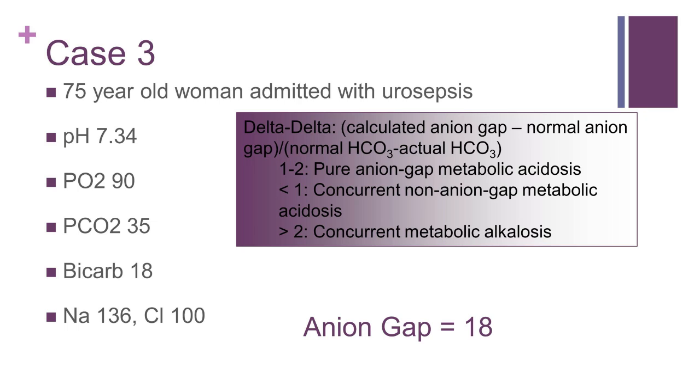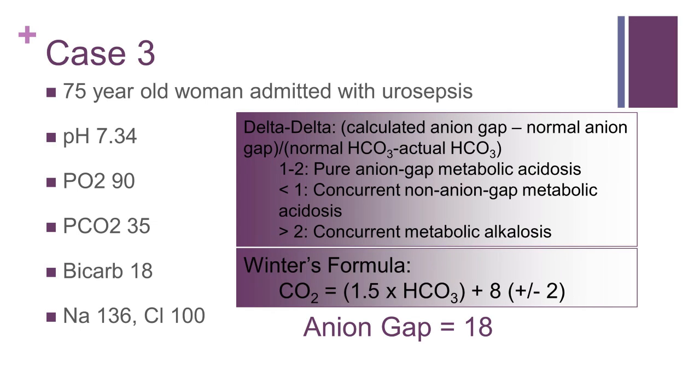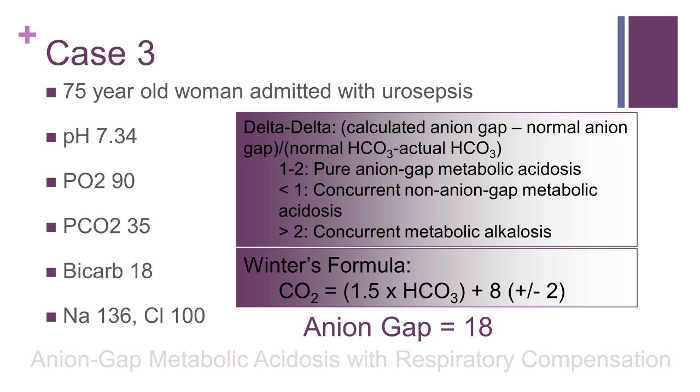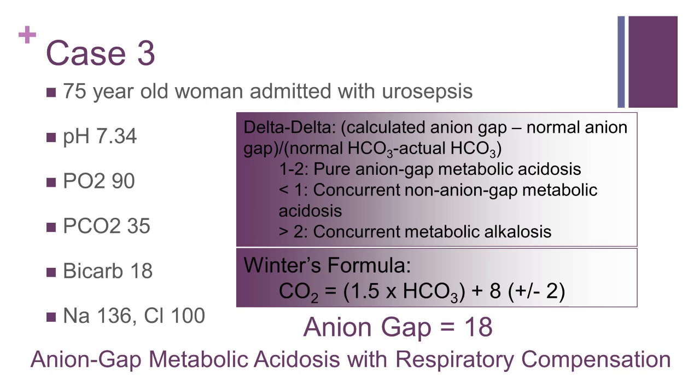Finally, we should see if there is appropriate respiratory compensation. We use Winter's formula for this. The CO2 should equal 1.5 times the bicarb plus 8, which is 35. Our patient's CO2 is 35, so we know she has appropriate respiratory compensation. This patient has an anion gap metabolic acidosis with respiratory compensation.